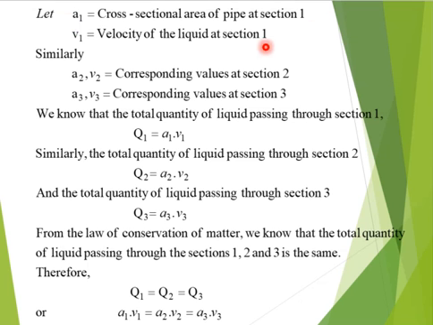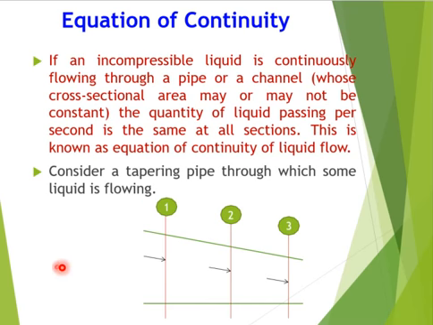Let A1 is cross-sectional area of pipe at section 1, V1 is velocity of liquid at section 1. Similarly, A2, V2 and A3, V3 are corresponding values at section 2 and section 3. We know the total quantity of liquid passing through section 1, Q1 is equals to A1 V1. Similarly, total quantity of liquid passing through section 2 is Q2 equals A2 V2, and total quantity of liquid passing through section 3 is Q3 equals A3 V3. From law of conservation of matter, we know that total quantity of liquid passing through sections 1, 2 and 3 is same. Therefore, Q1 equals Q2 equals Q3, or A1 V1 equals A2 V2 equals A3 V3.